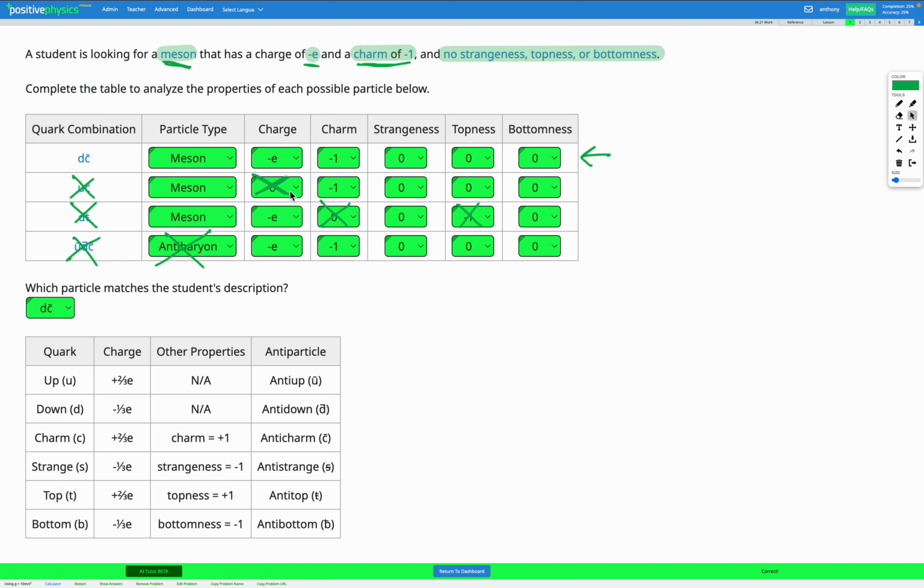So these question types, all we're doing is going through a bunch of different quark combinations and figuring out all their properties based on the information from the table down here and seeing which of those is going to match up with the one we're looking for.